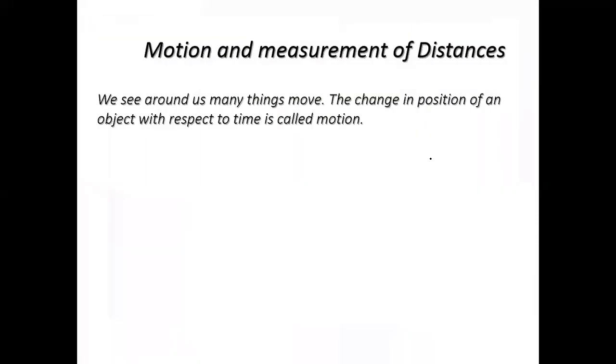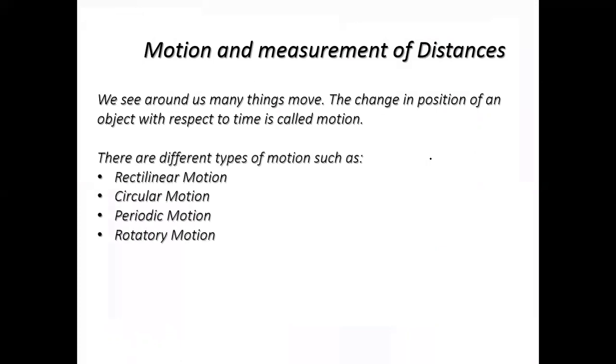Motion and measurement of distances. We see around us many things move. The change in position of an object with respect to time is called motion. There are different types of motion, such as rectilinear, circular, periodic, and rotating motion.